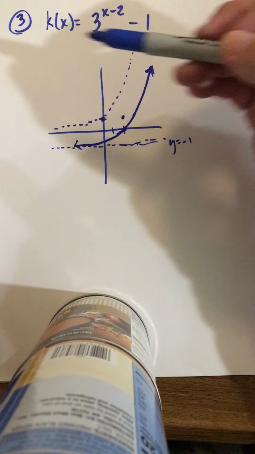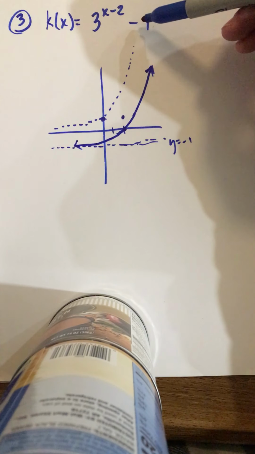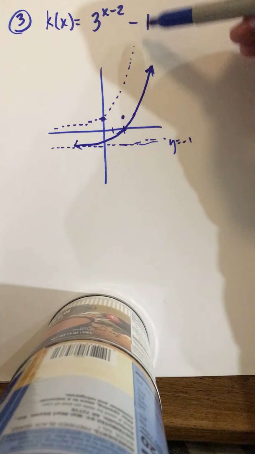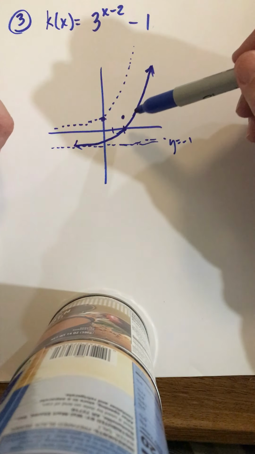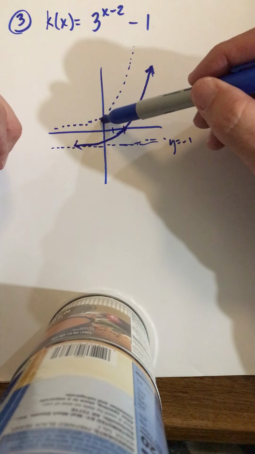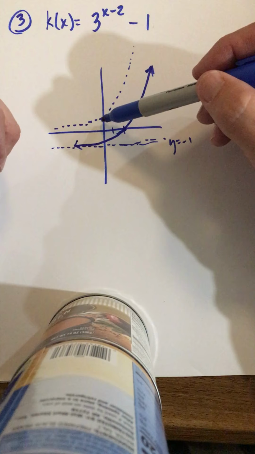Numbers added to the x's, grab the whole thing and slide it side to side. Numbers added or subtracted to the function, move it up or down. Just grab the whole thing and move it up or down. The main thing is find that starting point, that 0, 1, and move it. That's the point you're moving.